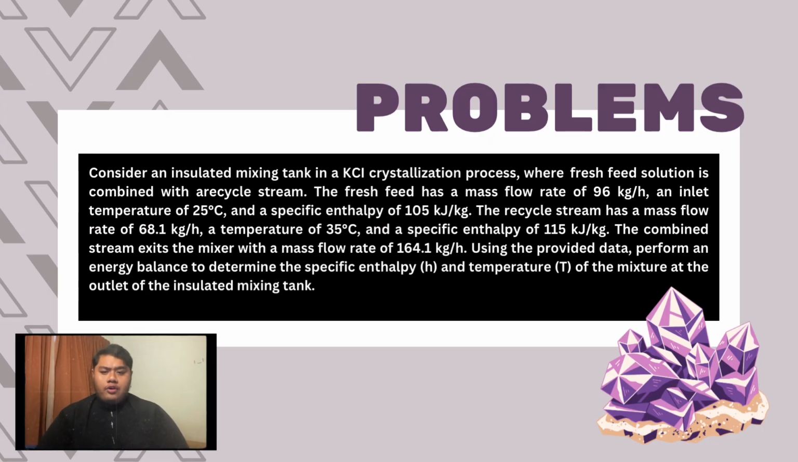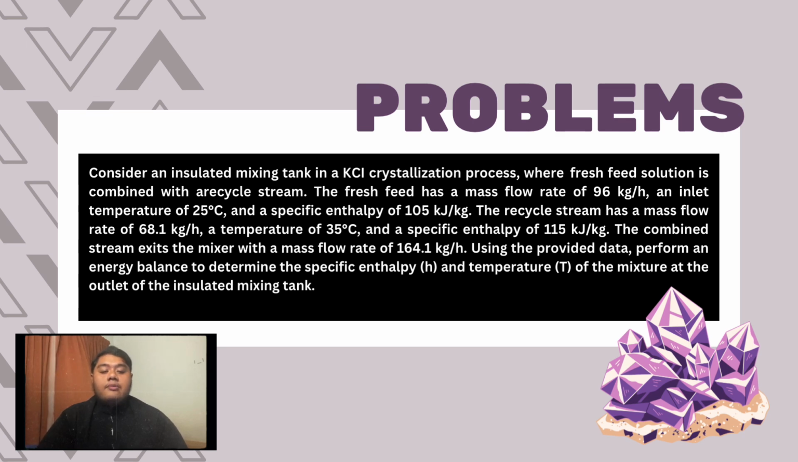So we move on to the energy balance problem, which considers an isolated mixing tank of the potassium chloride crystallization process, where the fresh feed solution is combined with a recycled stream. The fresh feed has a mass flow rate of 96 kg per hour, an inlet temperature of 25 degrees Celsius, and a specific enthalpy of 105 kJ per kilogram.